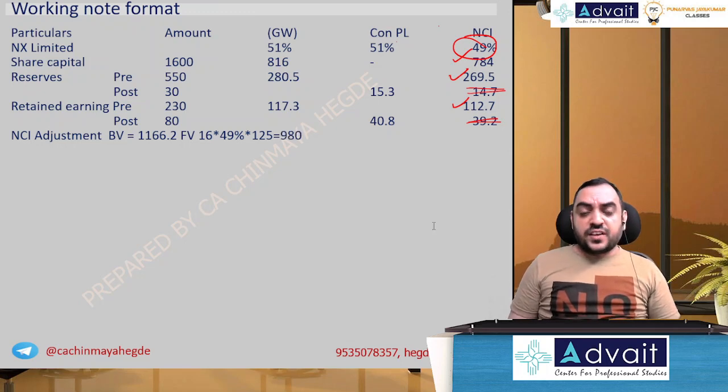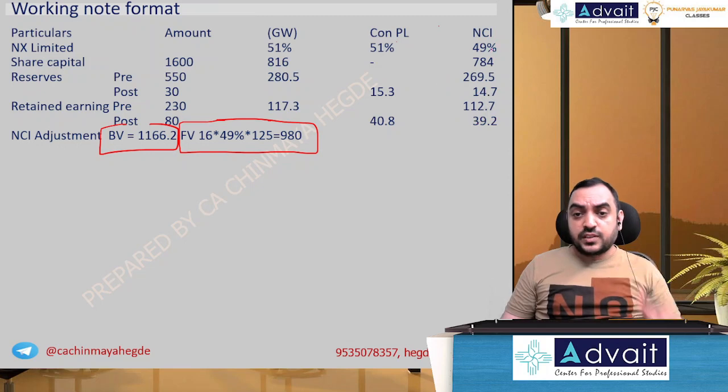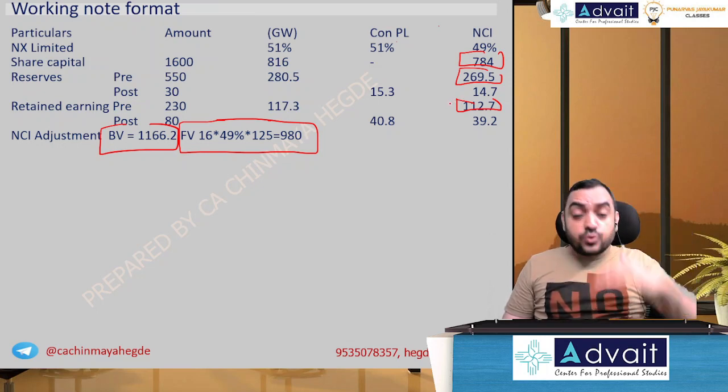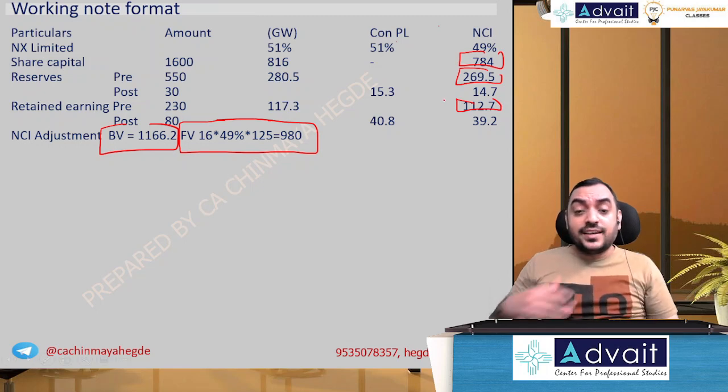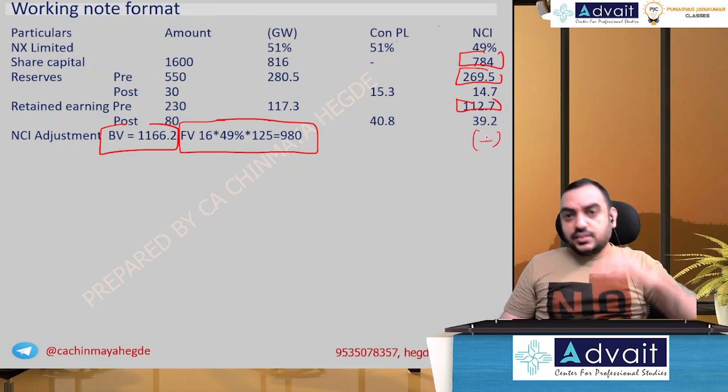Okay. So the difference between book value and fair value. Now please tell me, should I subtract this number or add this number? Fair value is 980 and my book value of proportionate NCI is 1166.2. I want to bring it down to 980. So what should I do in NCI? In NCI, we should subtract. If I subtract, that value will come down. Ultimately, we come to fair value.